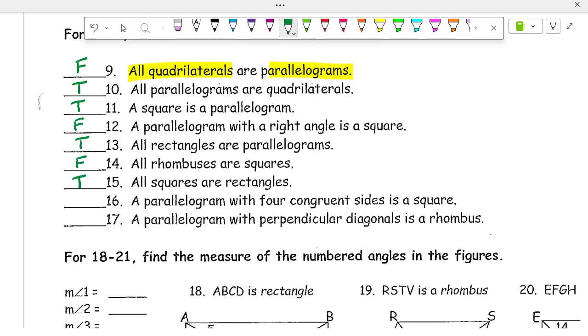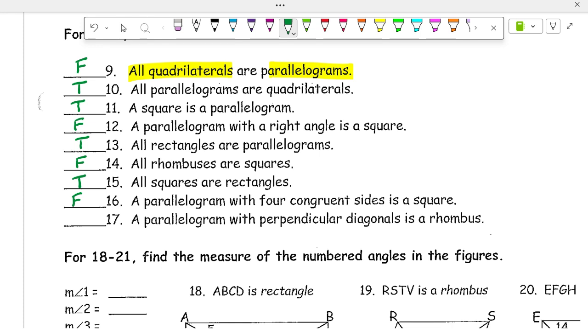Now, the next one. A parallelogram with four congruent sides is always going to be considered a square. Think about it. What do you think? Definitely not, because what other shape exists with four congruent sides? Rhombuses. And since a rhombus is the father of a square, that means it's false.